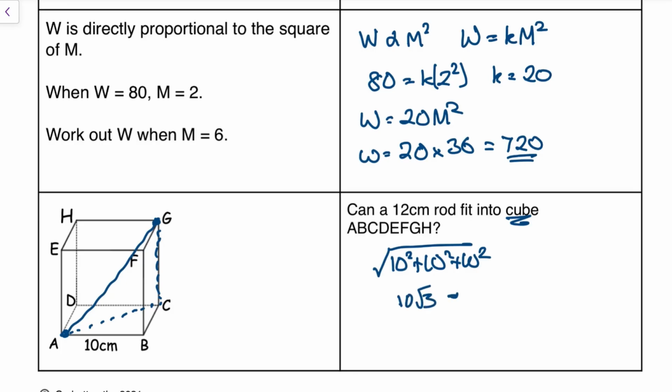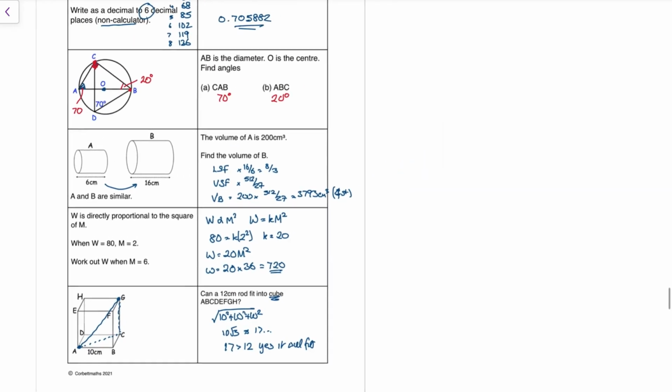Calculator out, and that's going to be about 17 and a bit, isn't it? Because I know root 3 is 1.7. Key point, 17 is greater than 12, so therefore, yes, it will fit. And of course, that is because you could always fit it in the diagonal sense. And then is it, question's done.